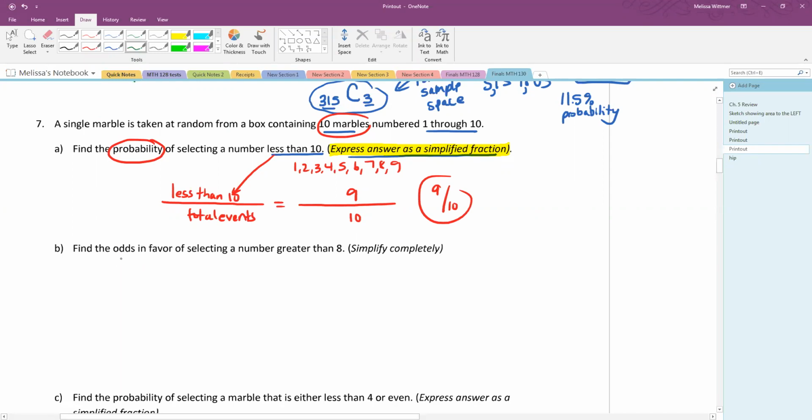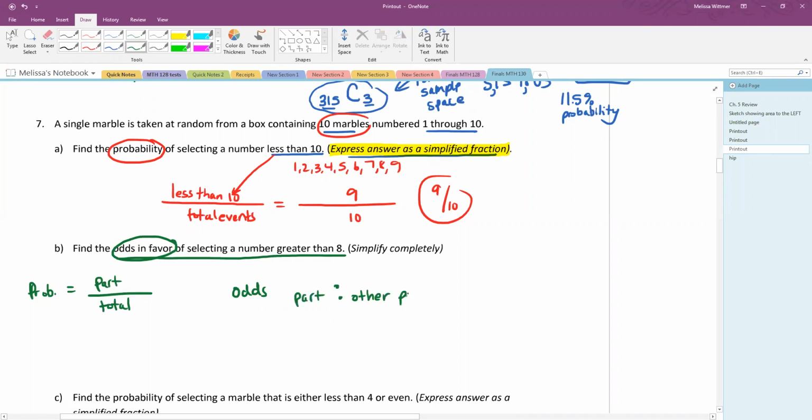Now, find the odds in favor of getting a number greater than 8. Odds is very different from probability. Probability is a fraction, part to total. Odds, I like to represent it with a colon, and it's part to other part. The total is never in the odds, but the two parts should add up to the total. So notice how I'm not going to write this as a fraction. I'm going to write it as a colon, part to other part.